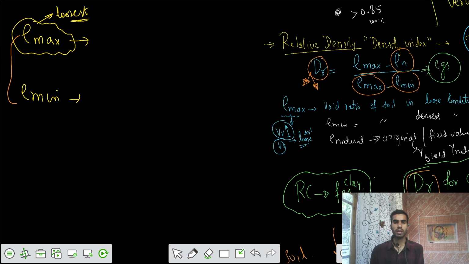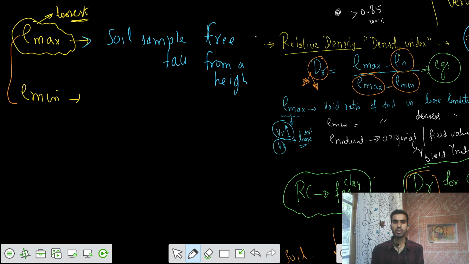So your Emax can be calculated with that sample of soil. The soil sample is allowed to free fall from a height. From a particular height you are dropping that soil sample, and for the heap that gets developed, you can calculate the gamma. That would be gamma minimum, the minimum density we can have, the loose density.